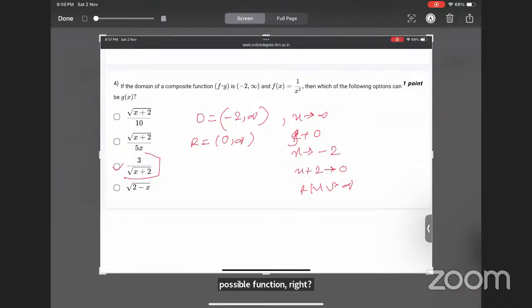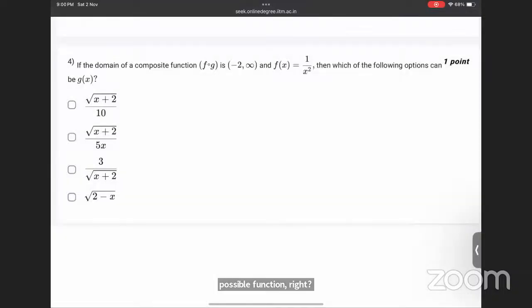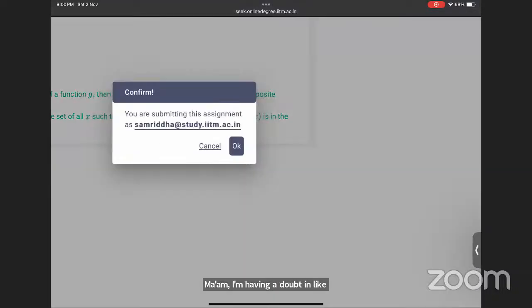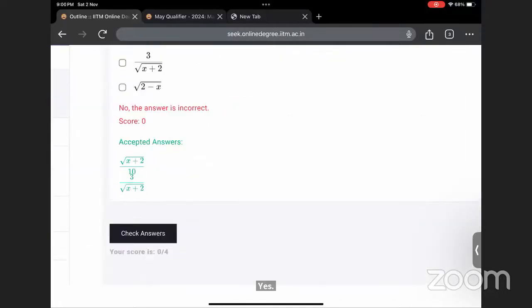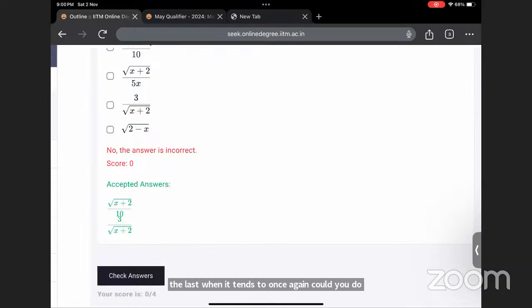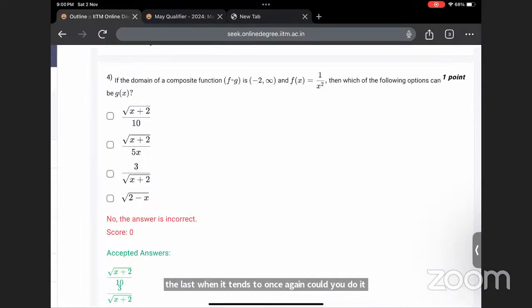Ma'am, I'm having a doubt while calculating at the endpoints. Could you do it once again for the last one, when it tends to -2? How is it tending to infinity? I'm not able to understand.